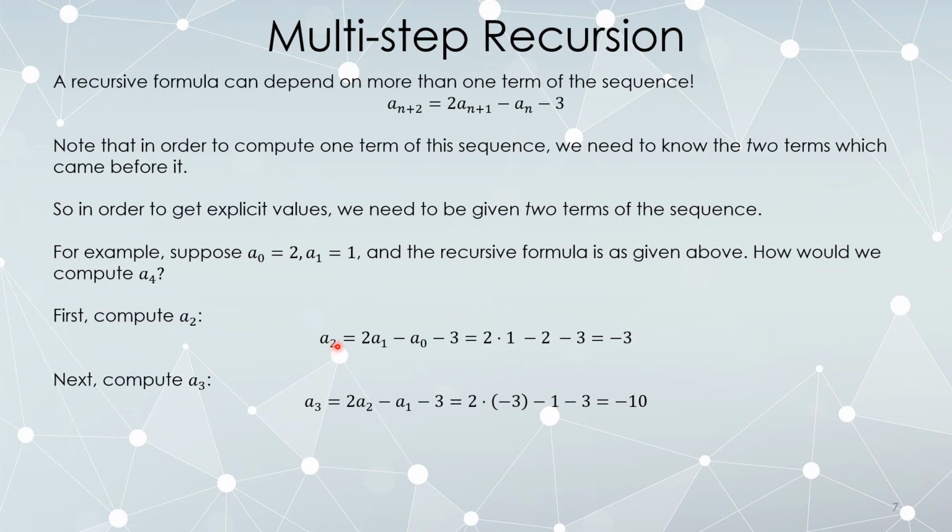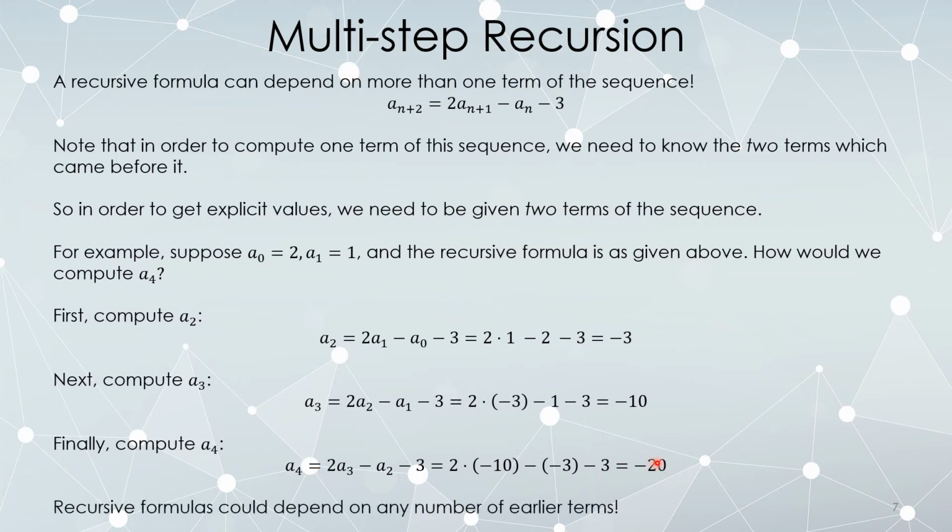Now that I know a sub 2 and I also know a sub 3, this formula will help me compute a sub 4, which was the goal of this exercise. Letting n equal 2, I get a sub 4 equals 2a sub 3 minus a sub 2 minus 3. We've computed a sub 3 to be equal to 10, a sub 2 to be negative 3, and here's just a flat constant of minus 3. Working all of this out gives me negative 20. So overall, a sub 4 was negative 20.